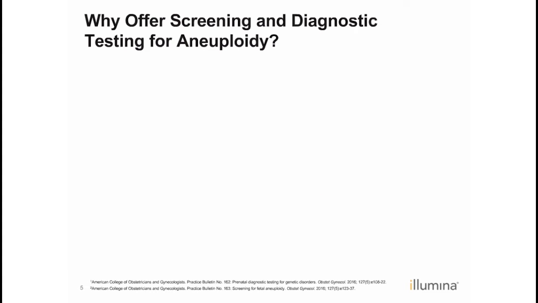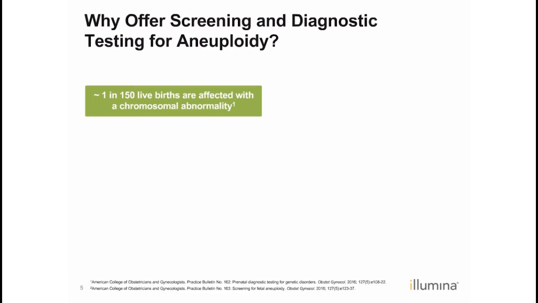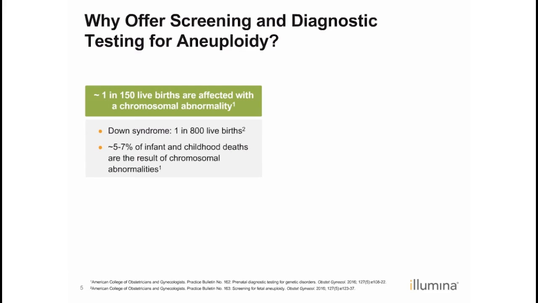Sure, Kristen. Aneuploidy, which is the presence of one or more extra or missing chromosomes, is relatively common and can have a significant impact on reproductive outcomes. We know that approximately 1 in 150 live-born children are affected with a chromosomal abnormality. Down syndrome is the most common aneuploidy seen in live births and affects approximately 1 in 800 newborns. The presence of a chromosomal abnormality can have a significant impact on a child's health and development. Approximately 5 to 7% of all infant and childhood deaths are due to chromosomal abnormalities.